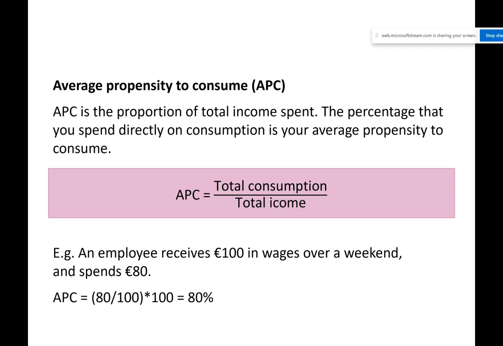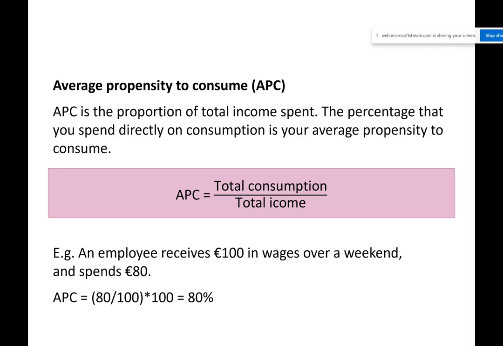So there's 4 things you need to know. 5, I think. The first one is called the average propensity to consume. And this means of your income, how much do you spend? So some of you might have a weekend job, some of you might have a part-time job, some of you might not. How much of your income do you spend? And it's generally high.